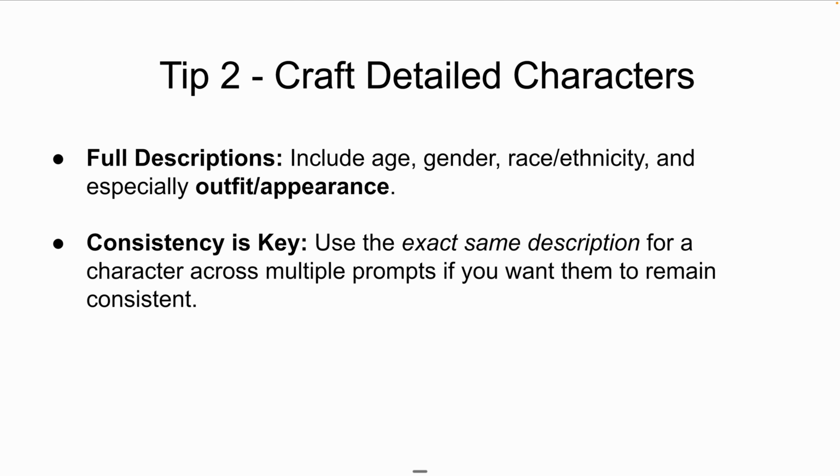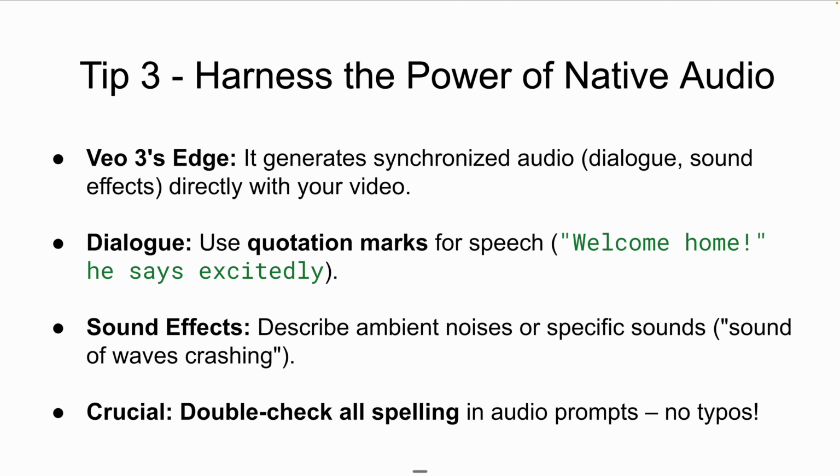Tip 2 is craft detailed characters. Full descriptions include age, gender, race, ethnicity, and especially outfit appearance. Consistency is key. Use the exact same description for a character across multiple prompts if you want them to remain consistent. Number 3, harness the power of native audio.